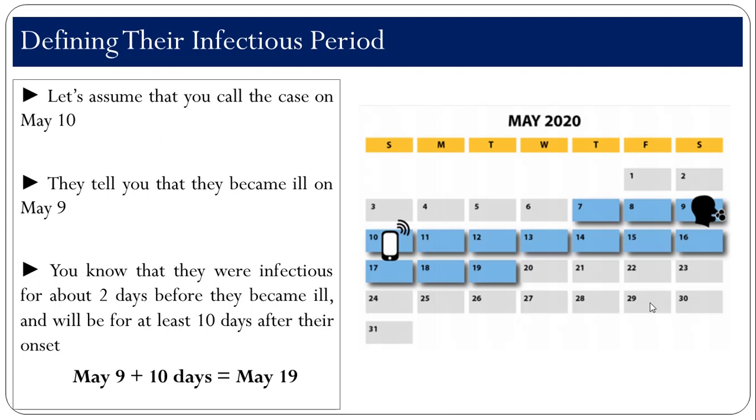So, that means 9th May plus 10 days equals the 19th. You can see here in blue their total infectious period, which started 2 days before their onset of disease and went all the way through May 19th, which is 10 days after the onset. So, the total is May 9 plus 10 days, which equals 19th May.